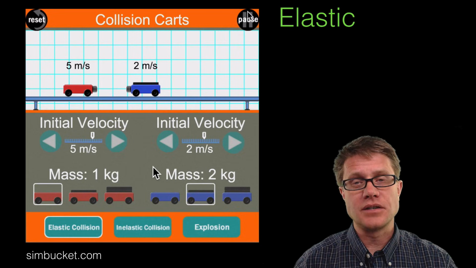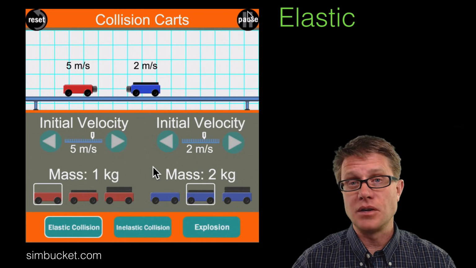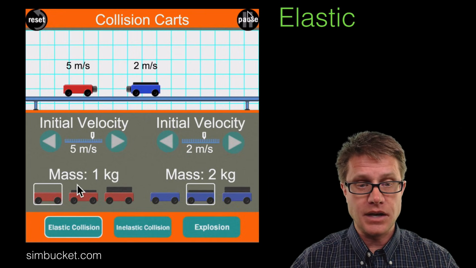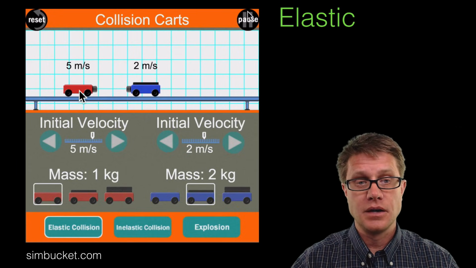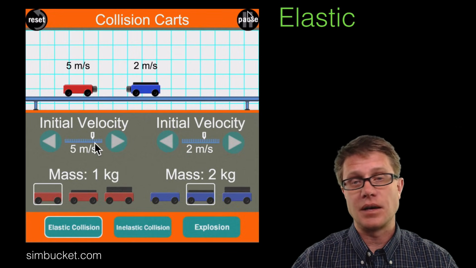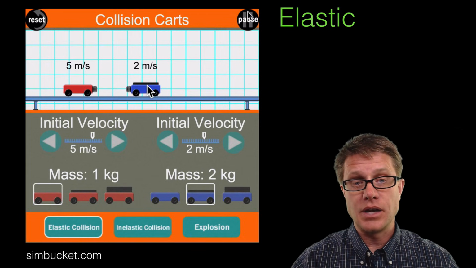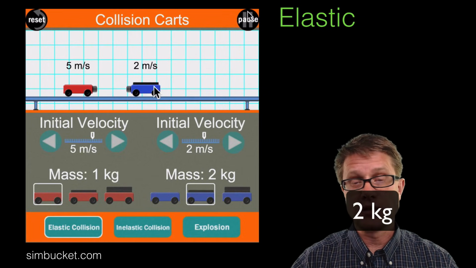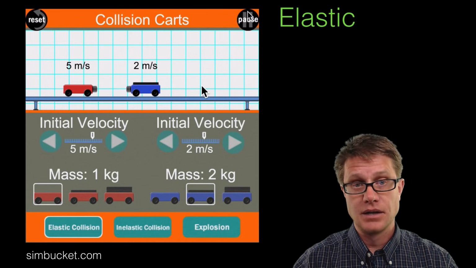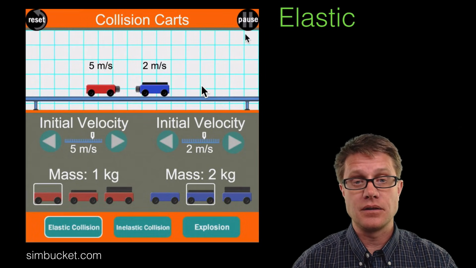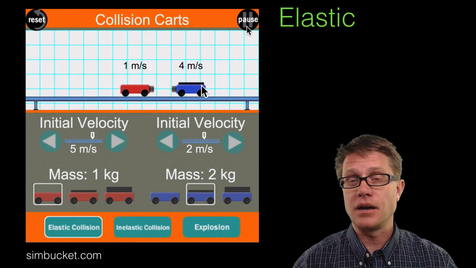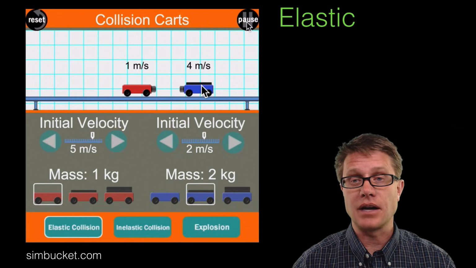Let's start by studying some elastic collisions, and we're using a Sim Bucket simulation where carts will collide with each other. You can see on the left side that we have a 1 kilogram cart traveling at 5 meters per second. That means it's going to the right. And then we have a 2 kilogram cart that's traveling at 2 meters per second to the right. And they're going to bounce off of each other. And now we have some new velocities after that collision.